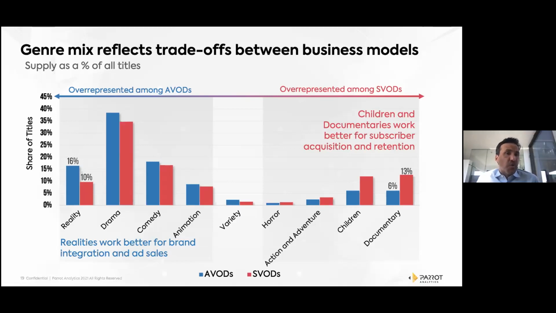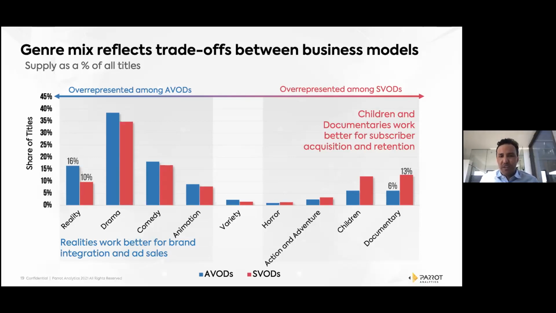And to me, I think that also signals the fact that realities are easier to monetize via ad sales or brand integration. On the other hand, you have things like children and documentaries that may not be as easily monetized through ad sales, but in the end give you elements that are very important to attract subscribers in the case of children, and retain subscribers in the case of documentaries. So in here you start seeing what type of programming works for what.